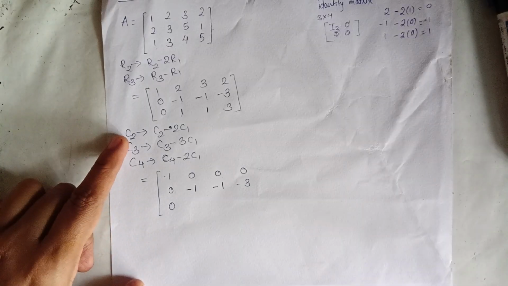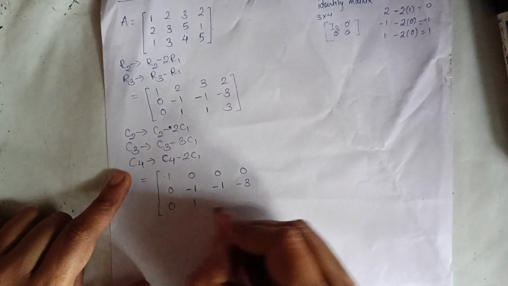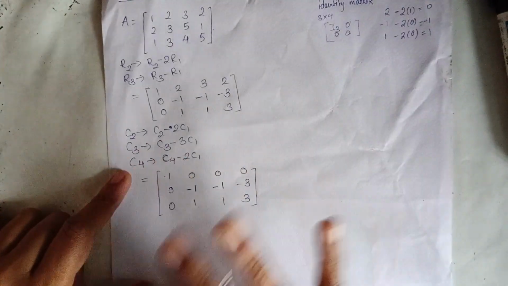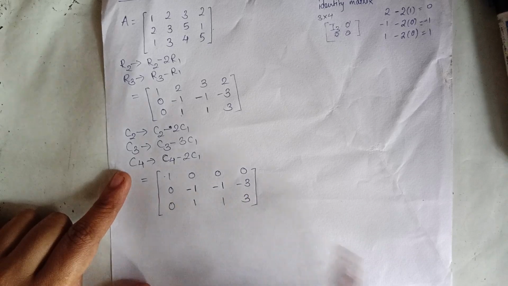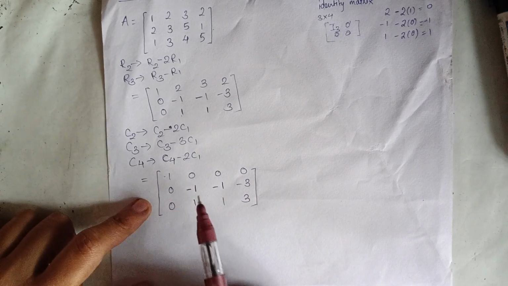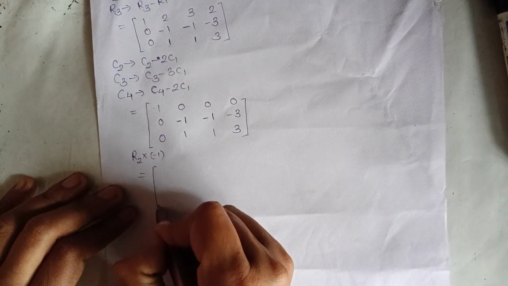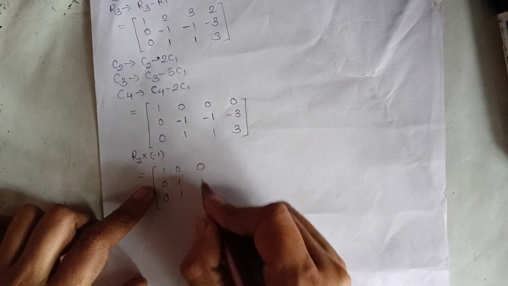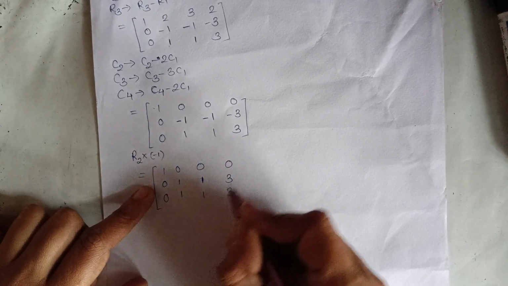What about C3? When you do these column operations, these two rows are going to remain the same. This is one easiest thing in this: when you do column operations, these things remain same. Now to make this 1, we have to multiply R2 by minus 1. So this is 1 0 0 0 1 1, as R2 we are multiplying by minus 1.